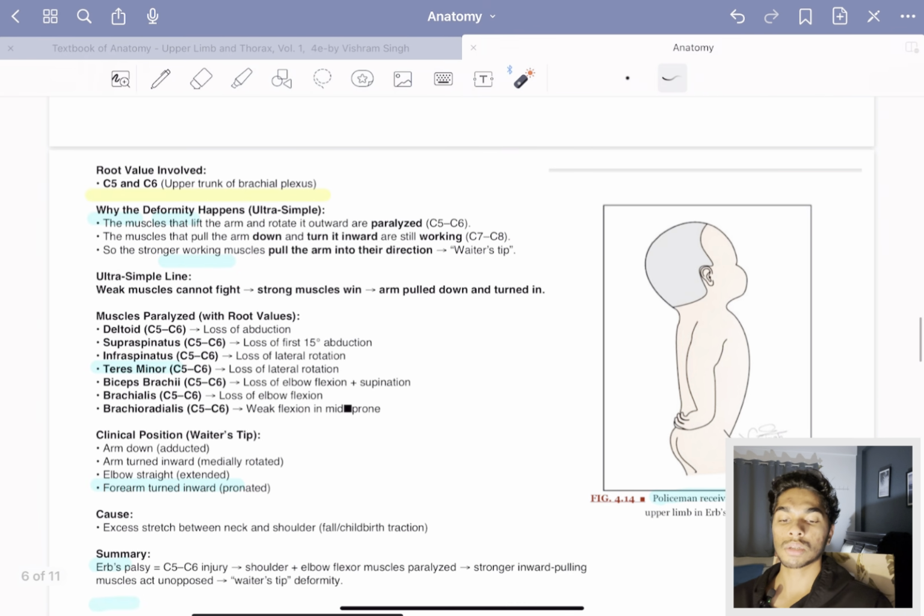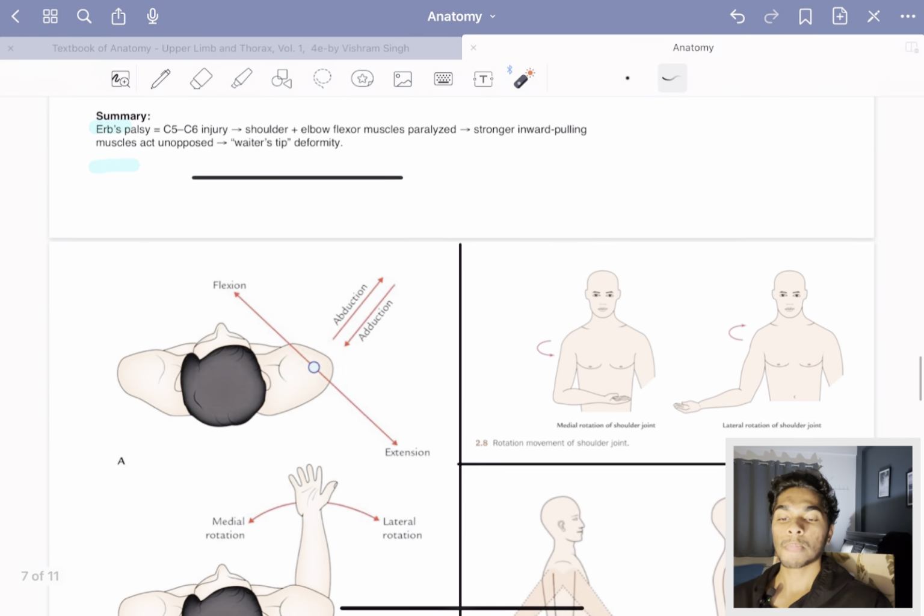So this is the deformity, remember. So you're done with your Erb's paralysis.